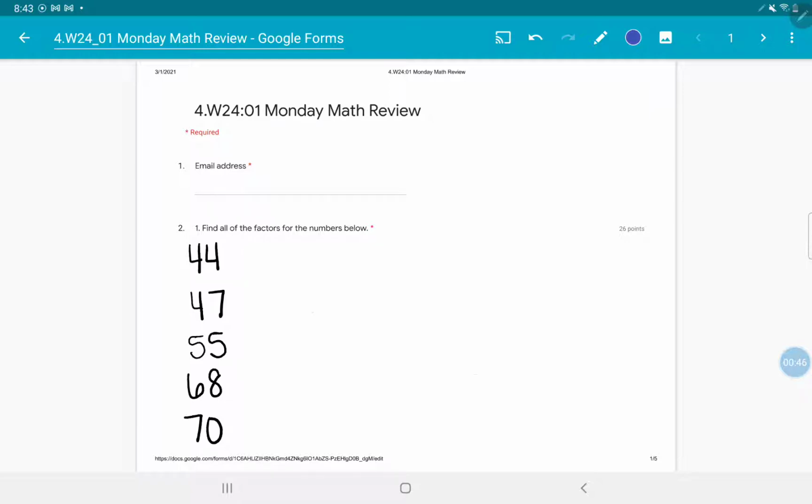So I want us to really focus on this first question today that asks you to find all of the factors for the numbers below. Okay? When you're finding factors, take your time to find them all. Don't just say, I don't really know, or I know these two, and assume that's all. Let's really take our time and find all the factors.